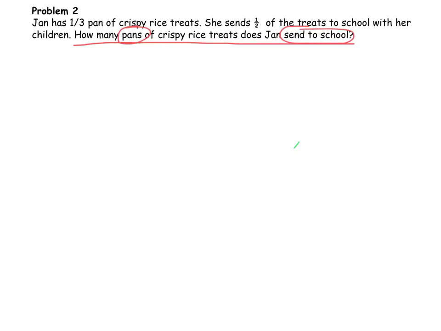So now let's focus on what we know in the problem. Jan has 1/3 a pan of crispy rice treats. So that's the total she's got. She sends half of the treats to school. So I know she has 1/3, which is my total.